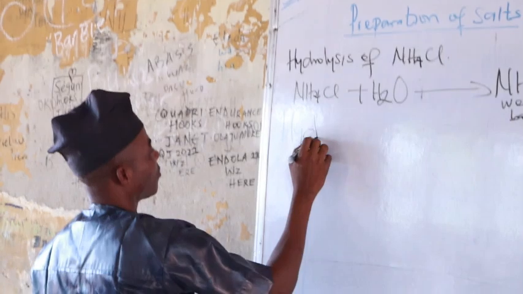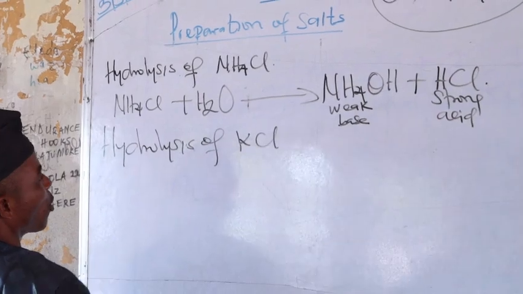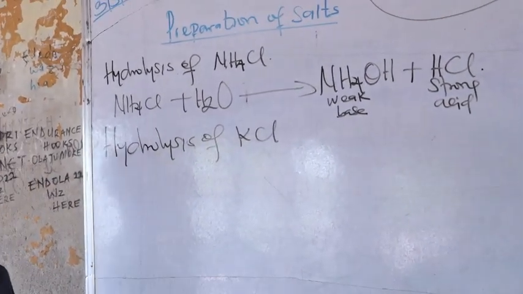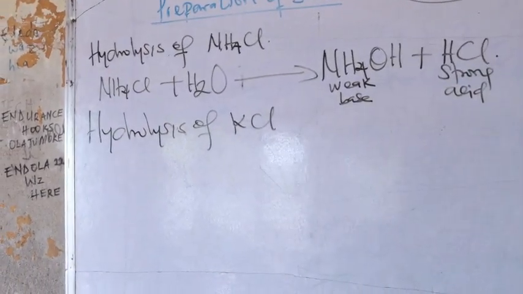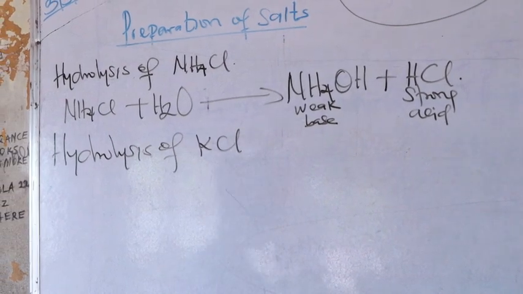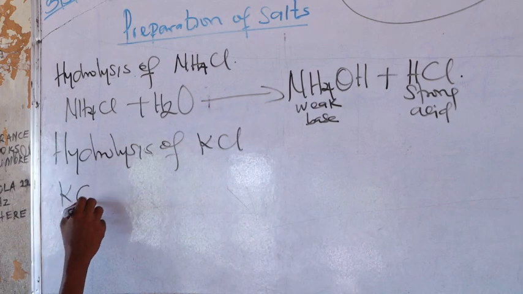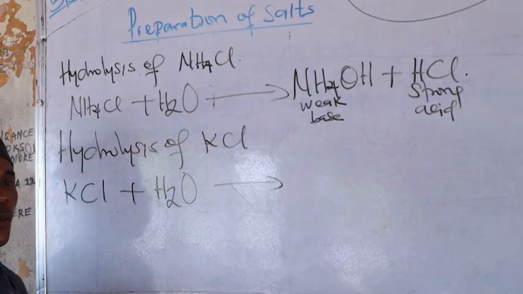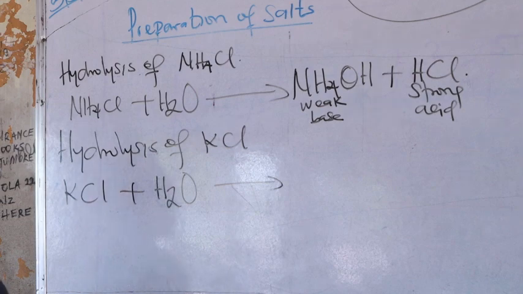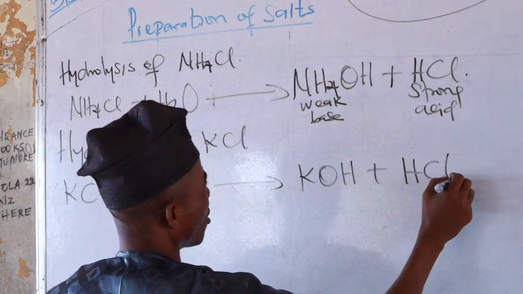So let's look at another example. Hydrolysis of potassium chloride. That is the reaction between potassium chloride and water. So let's look at what happened. We have potassium chloride reacting with water. What will be formed, or what are the products? KOH and HCl.